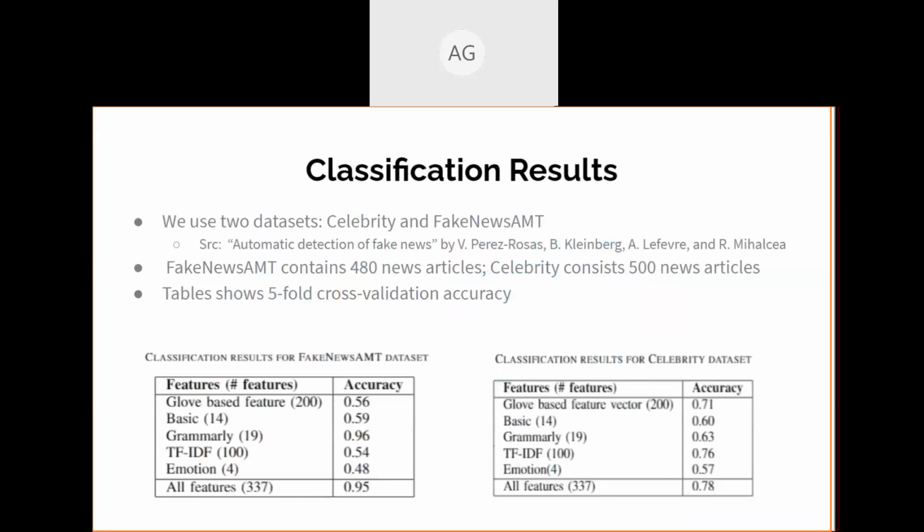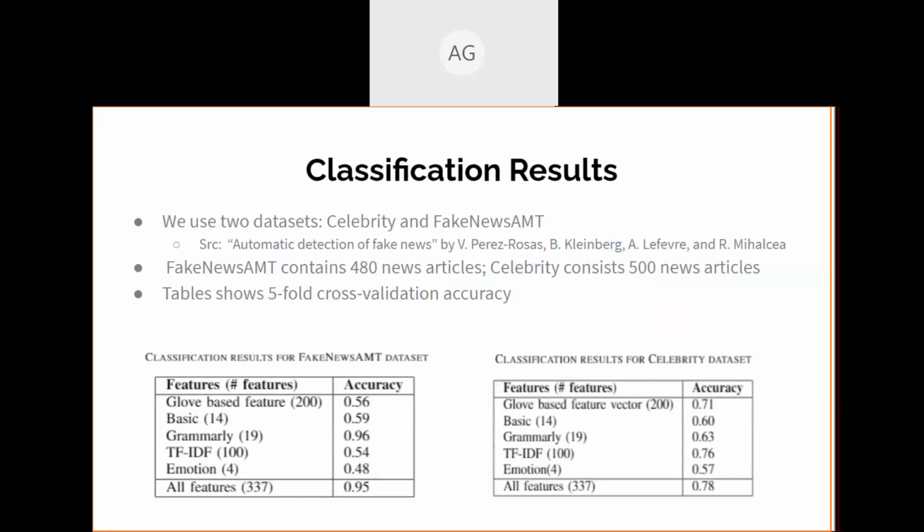This slide shows the classification results that we got from our study. To evaluate classification results, we use two publicly available benchmark datasets of fake news detection taken from the paper Automatic Detection of Fake News. The first dataset is Fake News AMT, and it is collected by combining manual and crowdsourcing annotation efforts, including a corpus of 480 news articles, incorporating 6 news domains, which are technology, business, education, sports, politics, and entertainment. Whereas the celebrity dataset contains 500 news articles collected directly from the web.